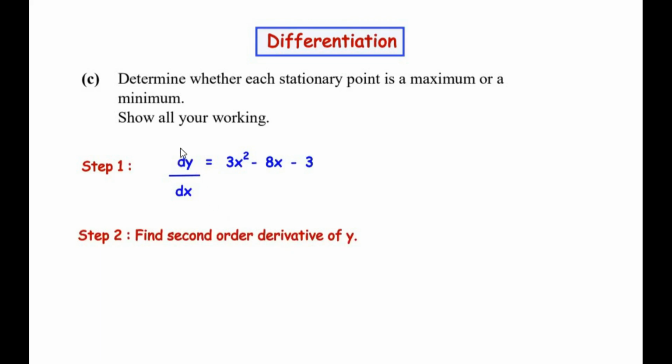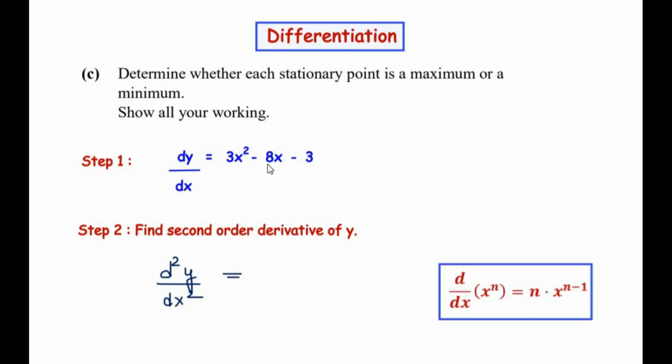Now to do that, let us focus on dy by dx. Since we are again differentiating dy by dx, let us write it as d square y by dx square. This is how we represent the second order derivative, which is equal to, using the same formula which we applied in part A of this question, we are going to again differentiate 3x square minus 8x minus 3.